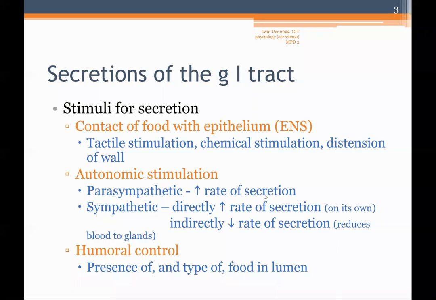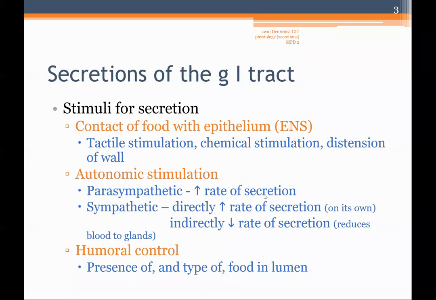Secretions, or rather stimulation for the secretion, we normally have three major ones. So you have contact of food with the epithelium. The minute you've put food in your mouth or you have swallowed and the luminal contents have gone into the stomach or the duodenum, as soon as that luminal content comes into contact with the epithelium, the tactile stimulation, chemical stimulation, and distension of the wall are what are going to trigger secretion from that particular region of the gut.